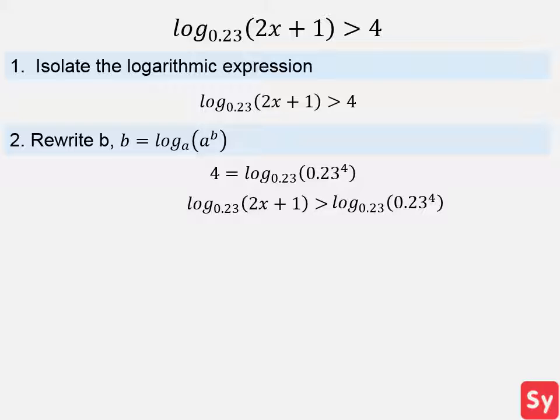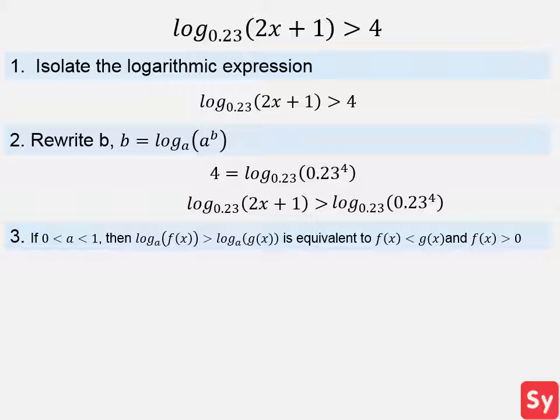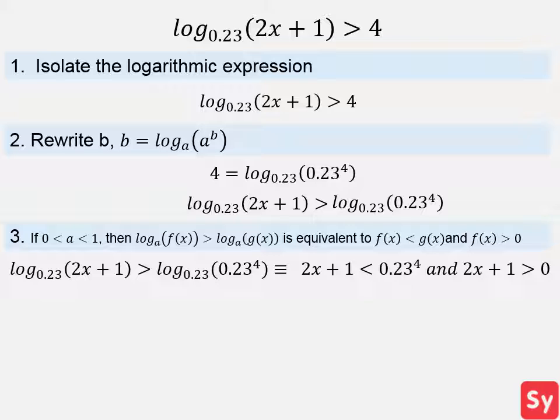Since a equals 0.23, a is greater than 0 and less than 1. So we use this identity. We have that our logarithmic inequality is equivalent to 2x plus 1 is less than 0.23 to the 4th, and 2x plus 1 is greater than 0.